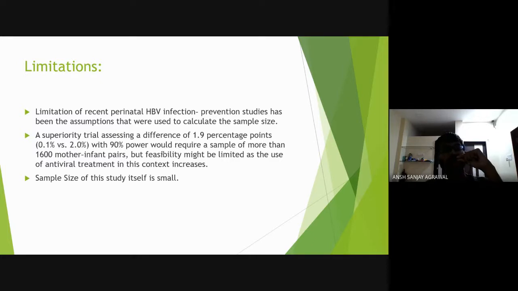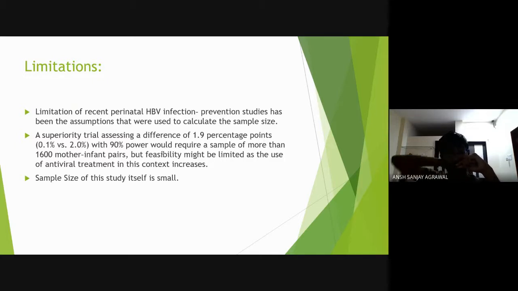Then a limitation of recent perinatal HPV infection prevention studies has been the assumptions. As we saw in the beginning, the authors assumed, let's say, a 3% infectivity rate in the TDF group and 12% in the placebo group. So this was a flawed assumption, because the real world data was quite different from it.